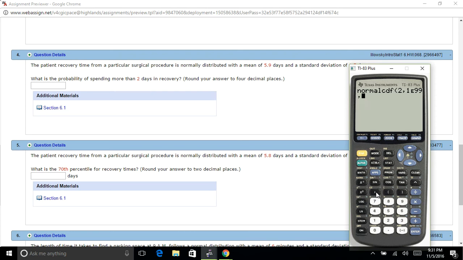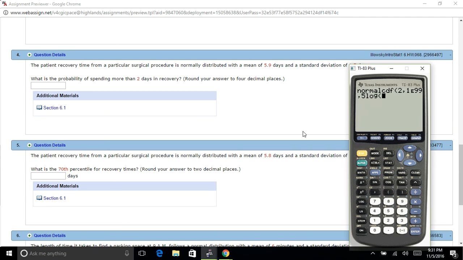And the reason I'm doing the 2 as my lowest number is because of this word more in here. And again, if you don't understand this, I have a guide that can help you. I even have the pictures where I draw the graphs and explain each scenario.